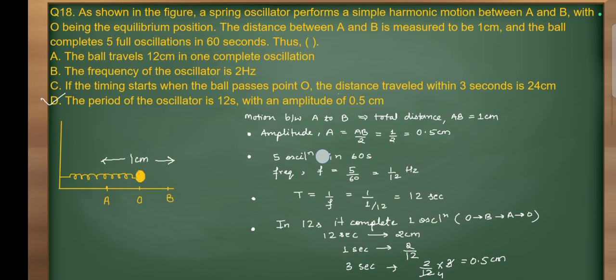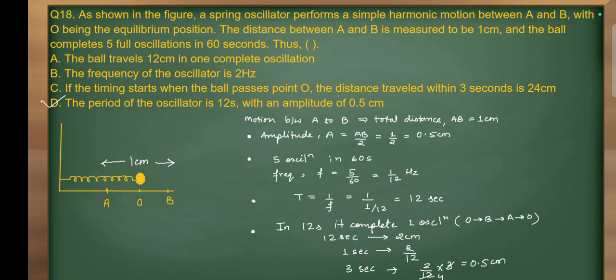Question number 18. As shown in the figure, a spring oscillator performs a simple harmonic motion between A and B, with O being the equilibrium position. The distance between A and B is measured to be 1 centimeter and the ball completes 5 full oscillations in 60 seconds. So here the motion of object is between A to B point, which is given as total distance AB is equal to 1 centimeter. So amplitude, that is the maximum displacement from the equilibrium position, that is O, will be equal to half of the AB, that is 1 by 2, which is equal to 0.5 centimeter.